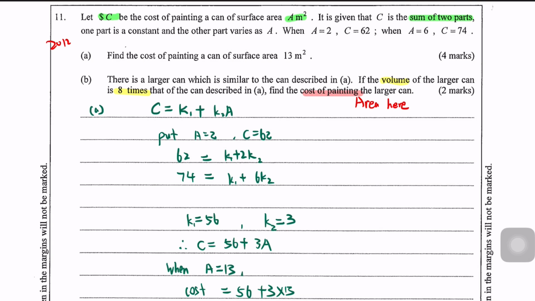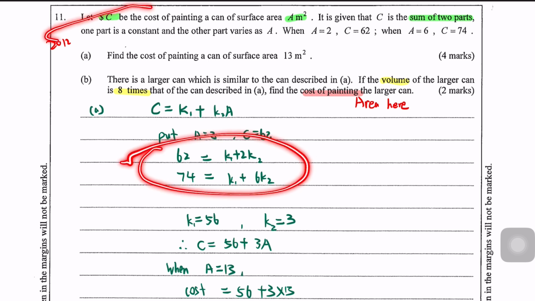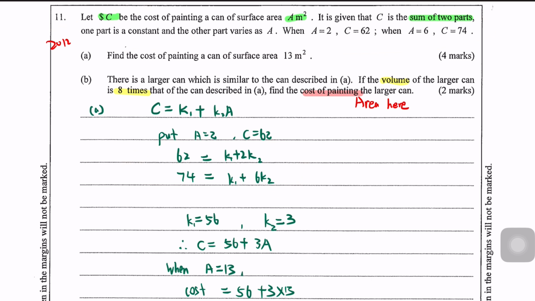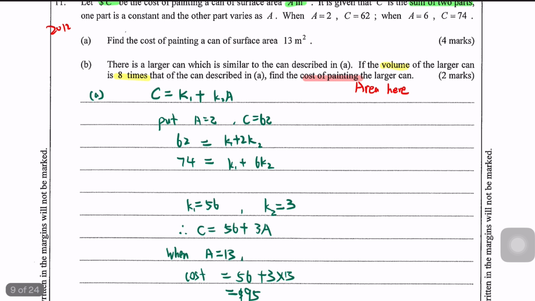The 2012 question is a variation question in Part A. They mix these two topics together, and first you need to list out the two equations for variation, so equation 1, equation 2. Read the question yourself and try to do it. After you solve this, you have K1 and K2, you have the equation, and then you put in A equals 13, and then you will have the total cost.